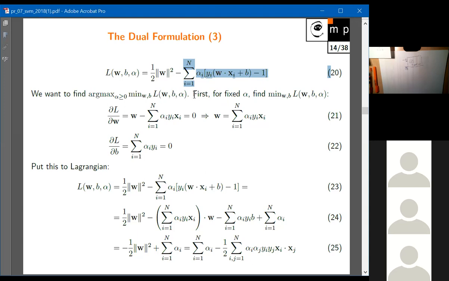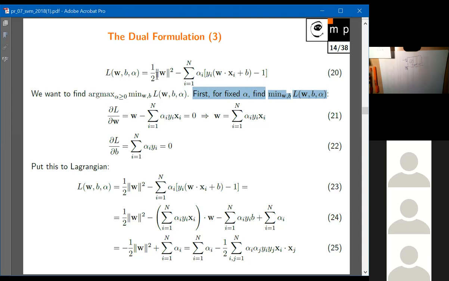And let's have a look. So we'll take the derivative with respect to W and B for fixed alpha. Now, where does W show up? This is a derivative with respect to a vector. This is like a vector of the derivatives for individual components.